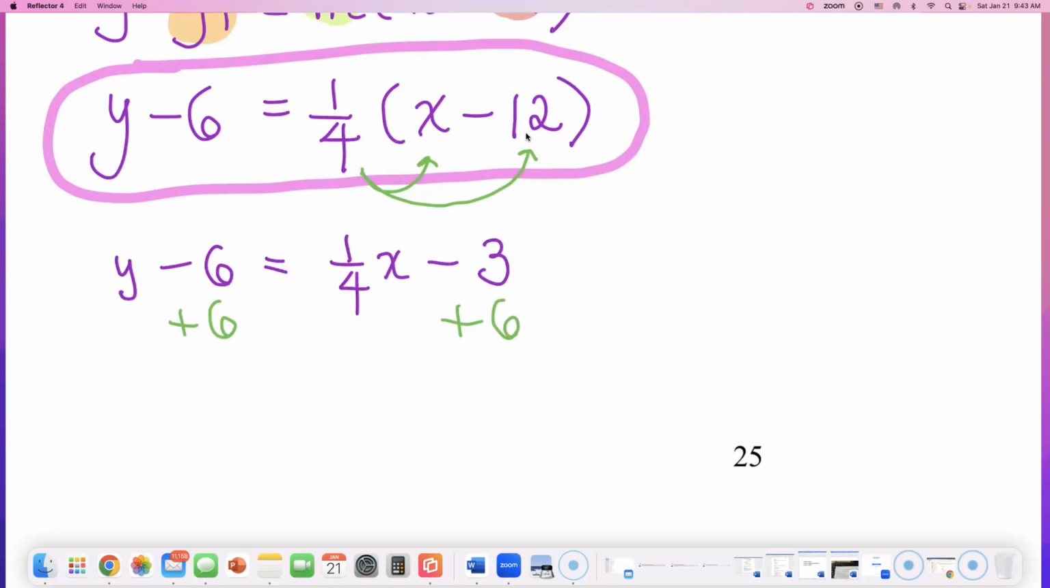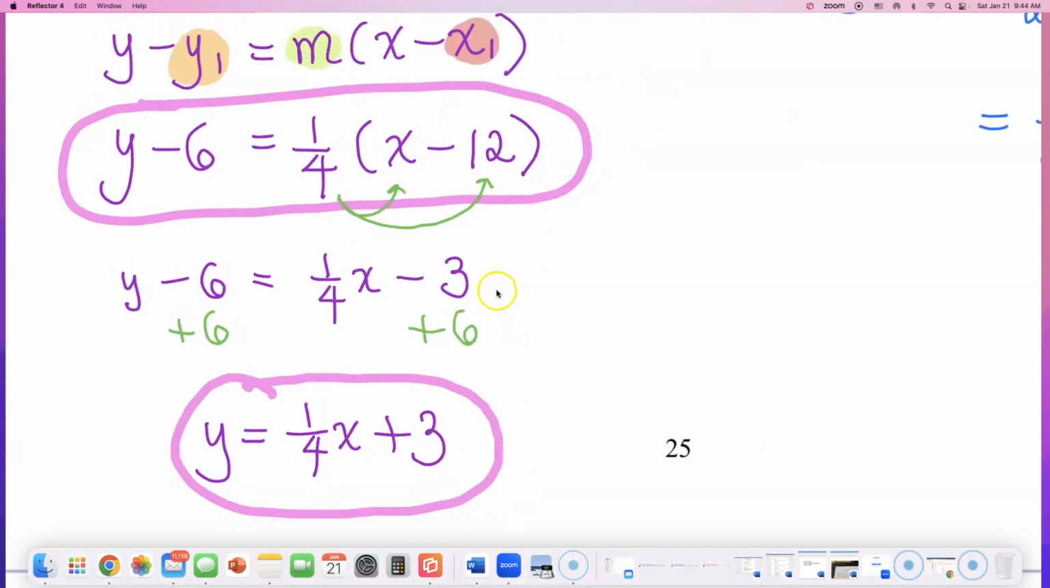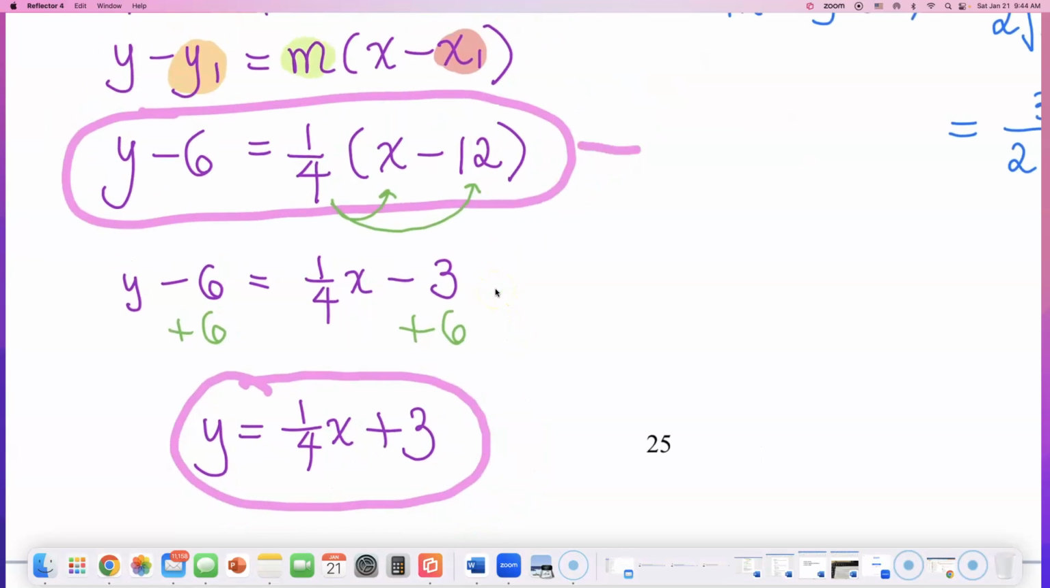So, another correct answer will be y equals 1/4 x negative 3 plus 6. That's going to be positive 3. So, I'll circle this too. Both pink circled equations are correct. Both are fine. And I'm fine if you stop right there. But if you want to do 2 more steps, you can write this in the more friendly y equals mx plus b form.